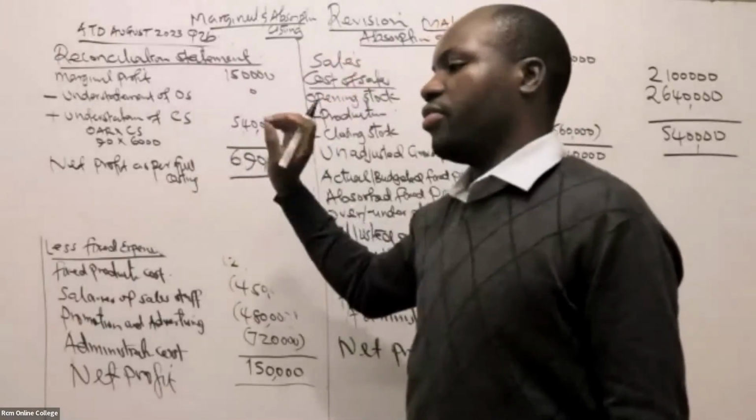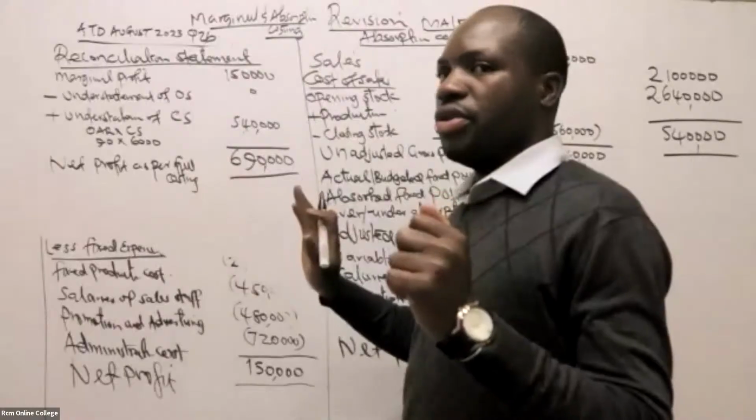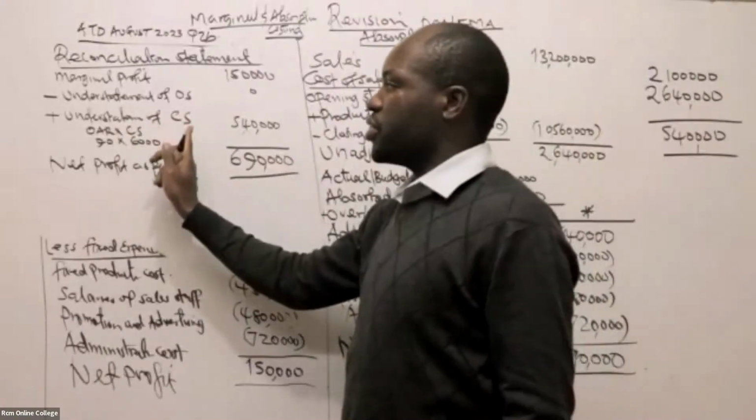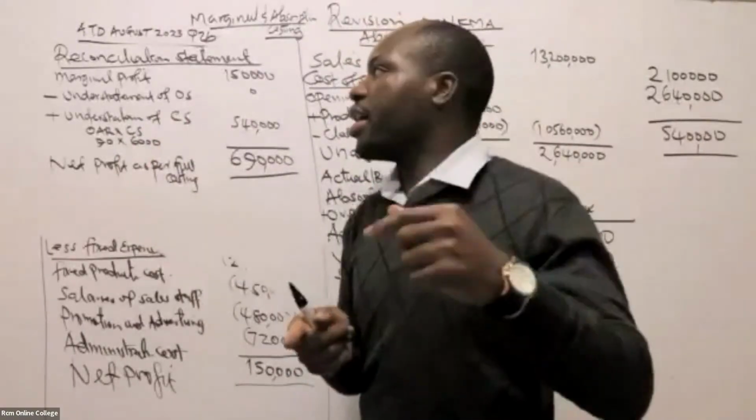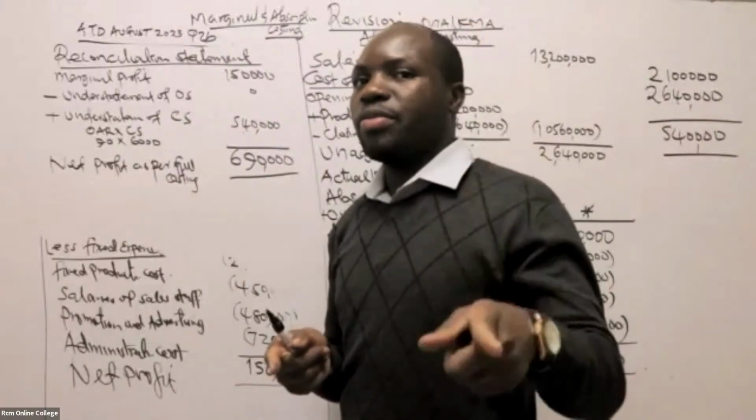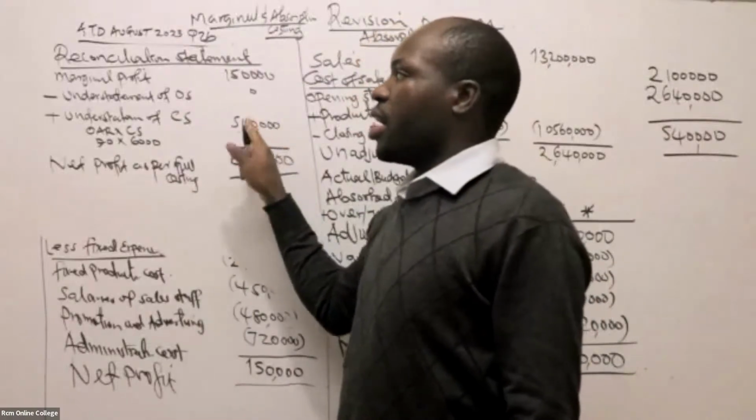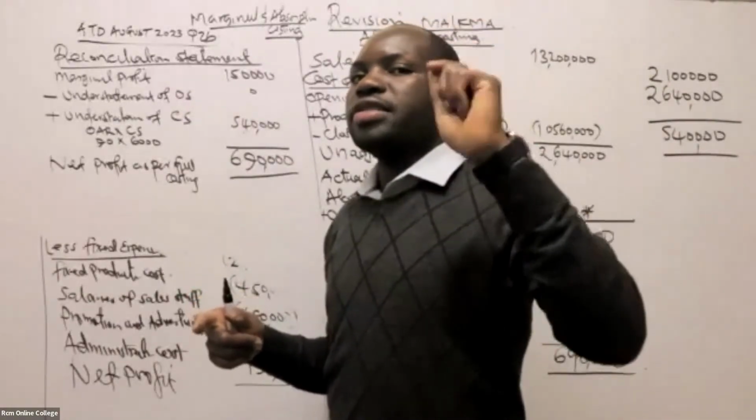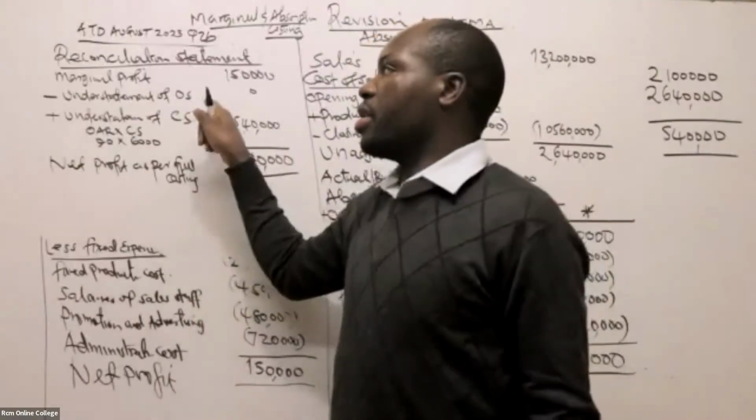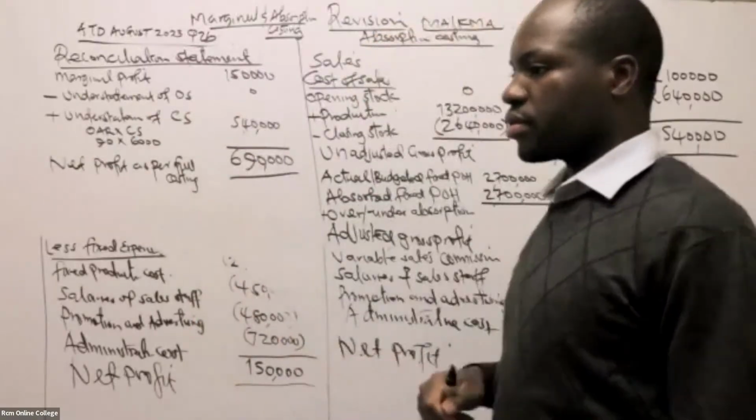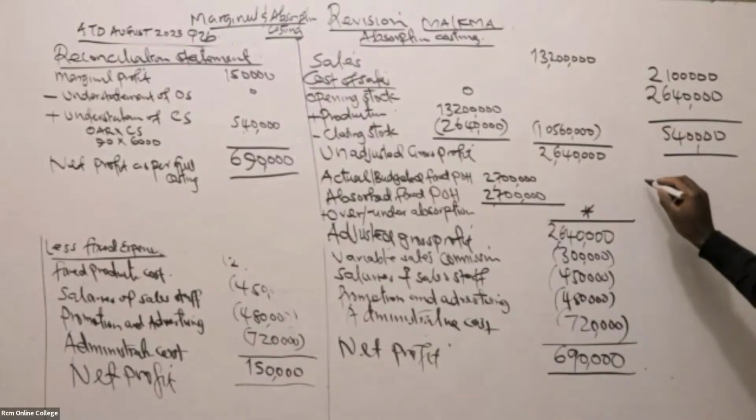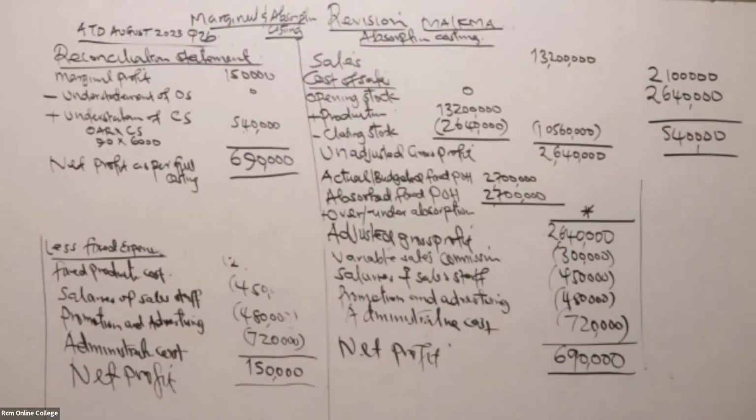So if that approach can give you the answer, what you need to know is very simple. How will the understatement of closing stock affect our profit? It will understate our profit, and therefore we add it back. How will understatement of opening stock affect our profit? It will exaggerate our profit. That is why we deduct the understatement. I don't know if we are together. Are we together?